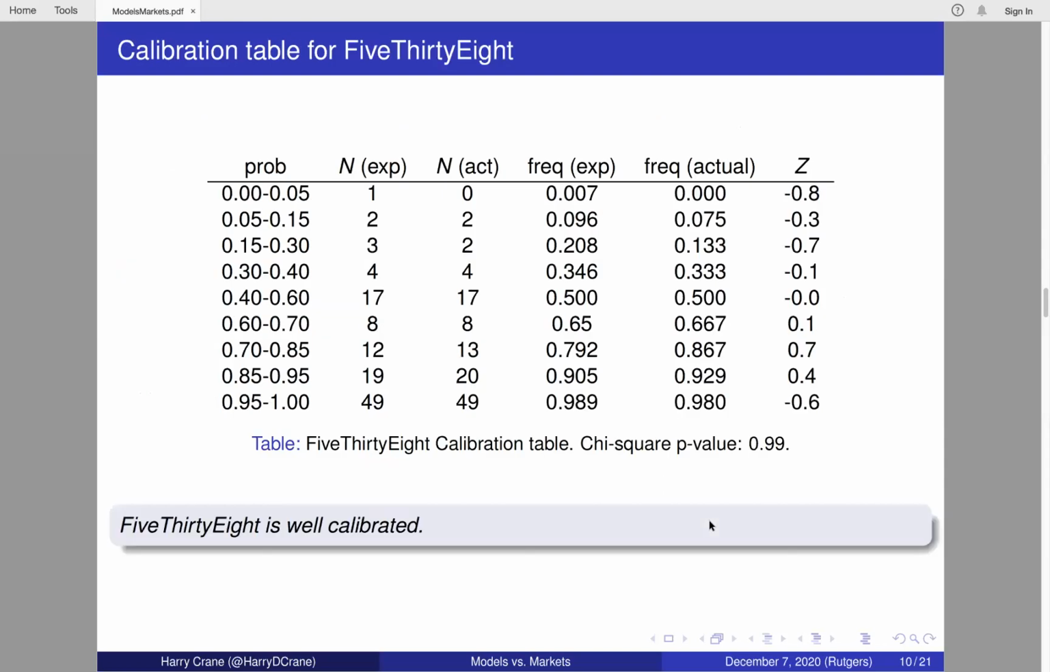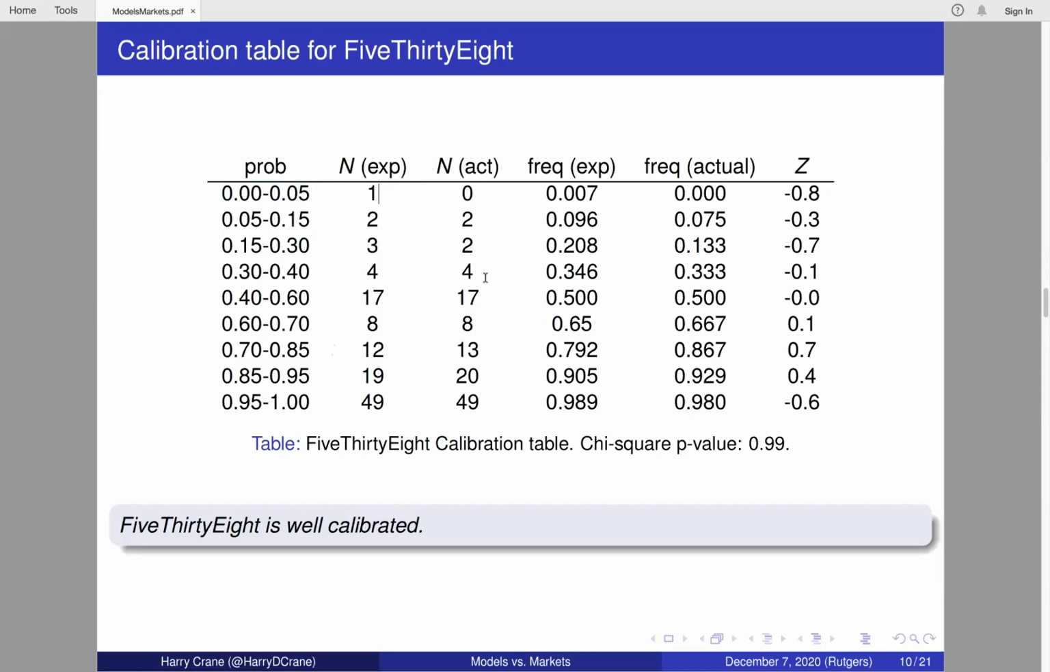Okay. So just to bring this full circle, I don't want to dwell on these tables and numbers, but I want to show that at least we have looked into this. We can look at calibration for 538 and for the markets. If you look at the calibration table, what I do is take bins. So every time that they forecasted something between 0 and 5%, or between 5 and 15, 15 and 30, and so on, of all those times, this is the number of times that they expected the outcome to happen. So this is the number of expected outcomes according to their forecasts, and this is the number of actual.